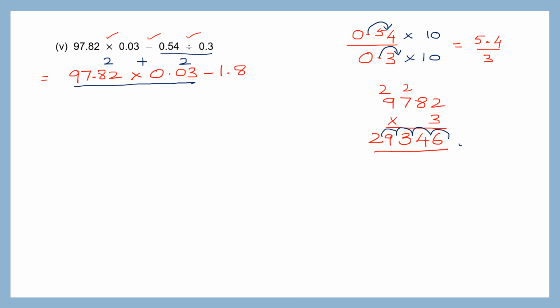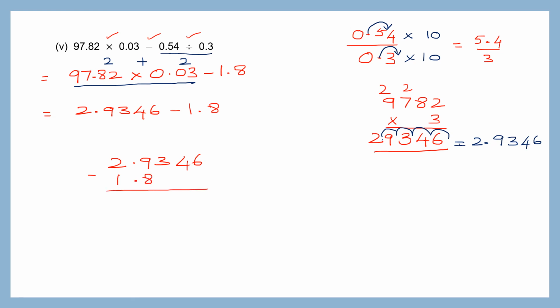So what do I get here? I get 2.9346. Now let me go back to the question. So after multiplying, I got 2.9346 and I continue, minus 1.8. So let's do the last step here. 2.9346 minus 1.8. So I have two decimal numbers, subtraction. I'm going to put the zeros and make them like decimals. So let me start the subtraction.